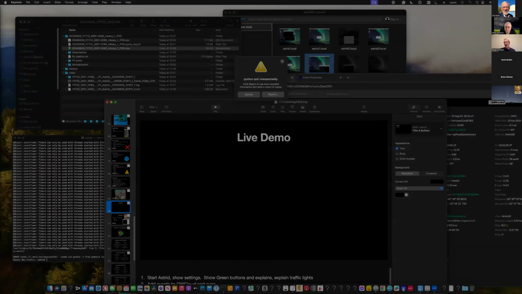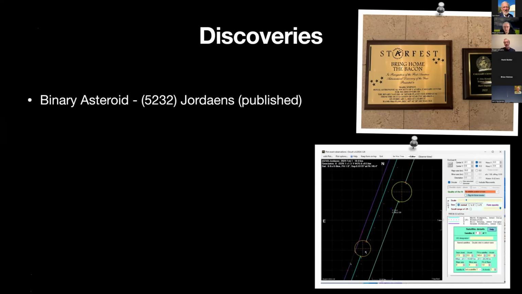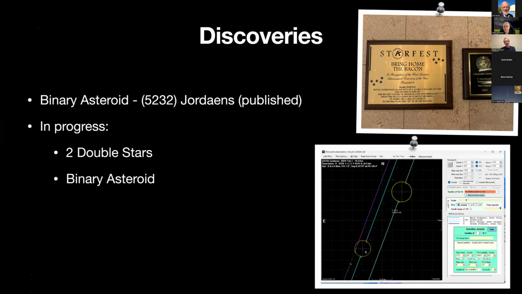Okay, so we've done the live demo. Now discoveries. We've discovered a binary asteroid, 2532 Jourdanes. Two of the stations were Astrid, and one was a ZWO camera. That one's been published. That was Bill Young, myself, and Graham Smith. We've got in progress two double stars and another binary asteroid.